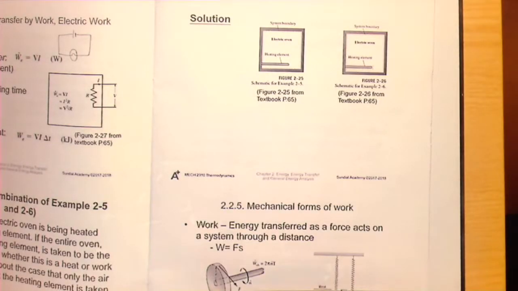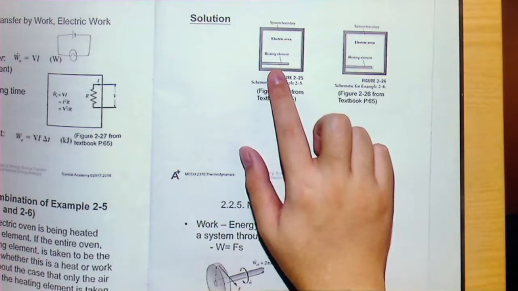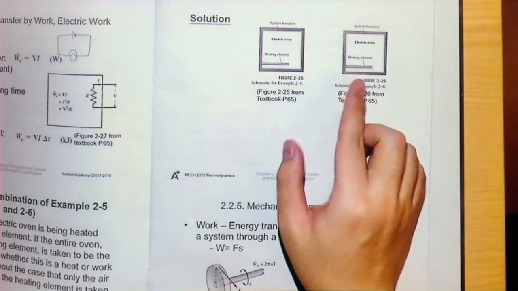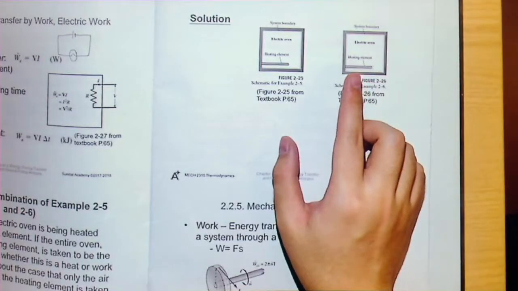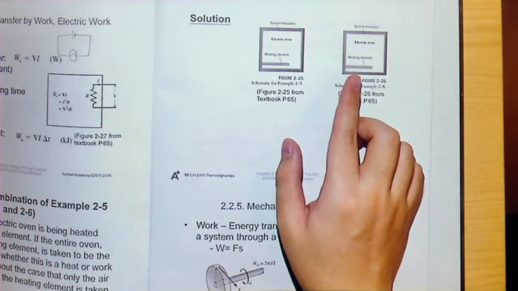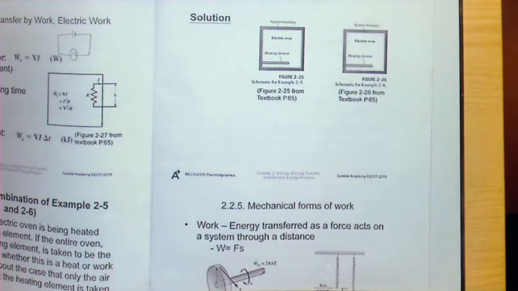So the first one, you can see that we have taken the system so that the heating element is included. But here, the system boundary doesn't include the heating element. So can you tell me whether this kind of energy transfer is work or heat? I give you some time to think about this. I assume that you have done this question, so let us see the solution.